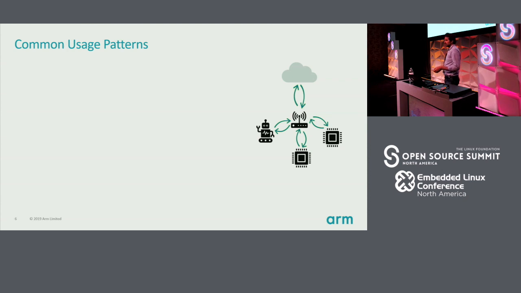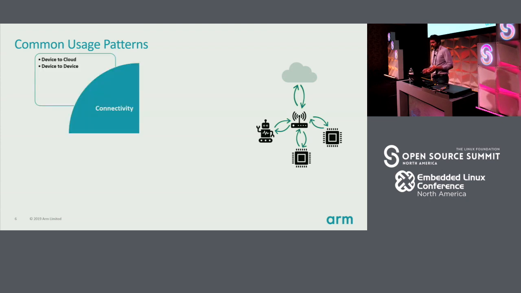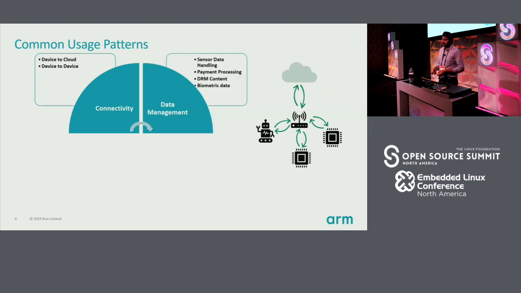Now your device is provisioned, you have gone through the different life cycle stages, and your device is in the field. Each use case is going to be different. Each use case will have its own quirks, its own security requirements. But if you look at different connected device use cases, they will all have a set of common usage patterns. They will all need some form of connectivity, either device to device, or between device and a cloud entity. They all will have to deal with some sort of data. The data could be biometric data if you're doing financial transactions, or DRM content, or just sensor data in your home, or industrial automation data.